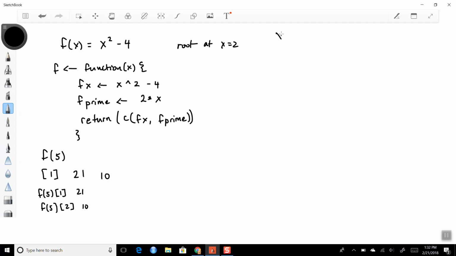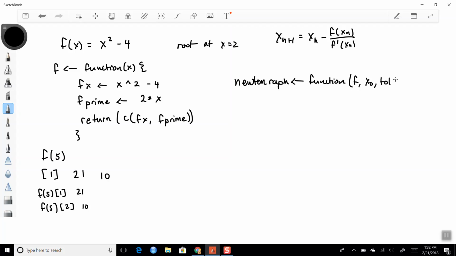Okay. Earlier we said x of n plus 1 is equal to x of n minus f of x of n divided by f prime of x of n. Okay, and then so we can write our Newton-Raphson. This is pseudocode. It will be a function of f, x0, and our tolerance, which I'll default to 1 times e to the negative 6.